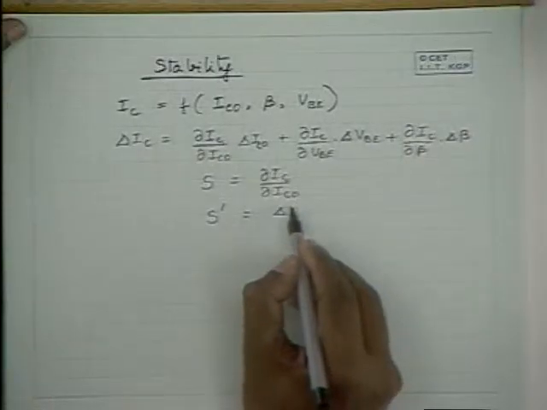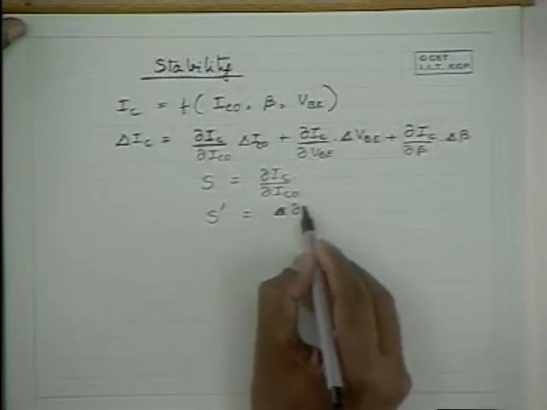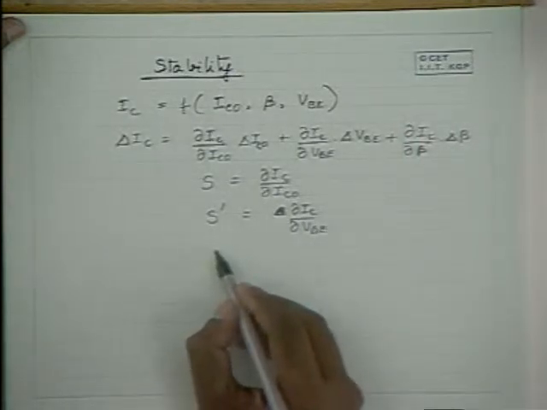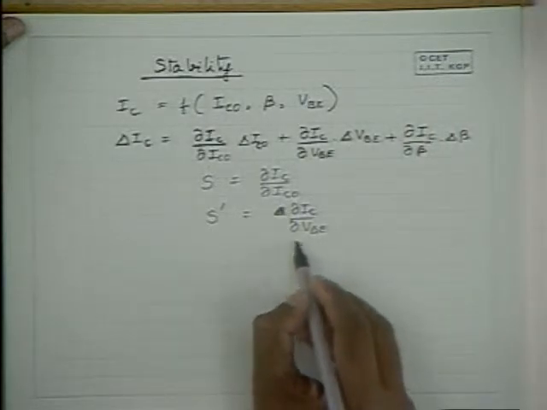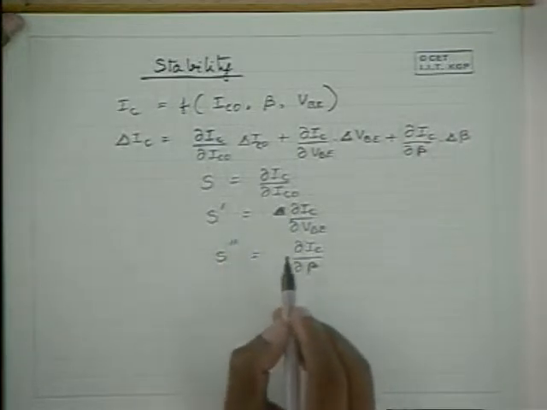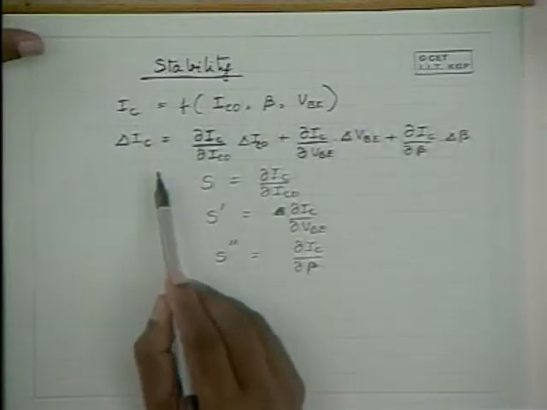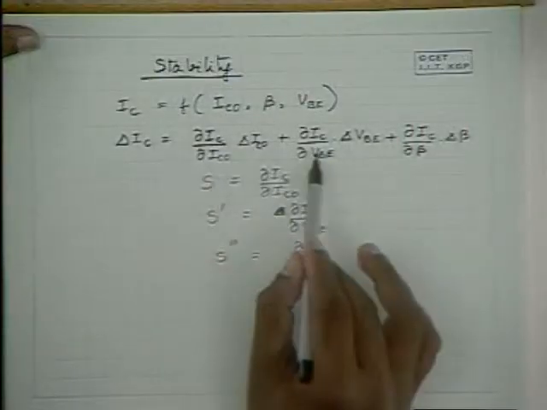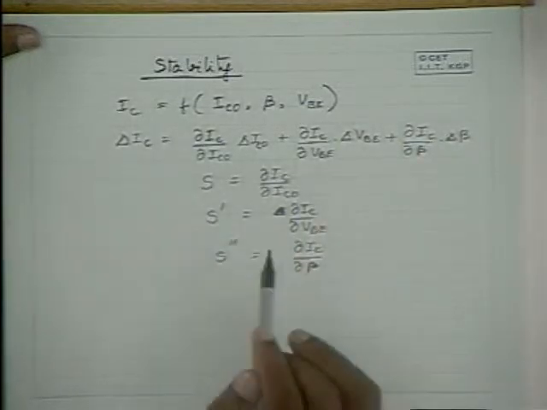Similarly, we can determine delta IC by delta VBE or dou IC by dou VBE as a stability factor S dash. And similarly, we can represent dou IC by dou beta as the stability factor S double dash. And given the circuit and the particular transistor, if we know S, S dash and S double dash, we can determine the change in the collector current that takes place for given changes in IC naught, VBE and delta beta by substituting for these parameters here and the respective quantities there, you can determine delta IC.